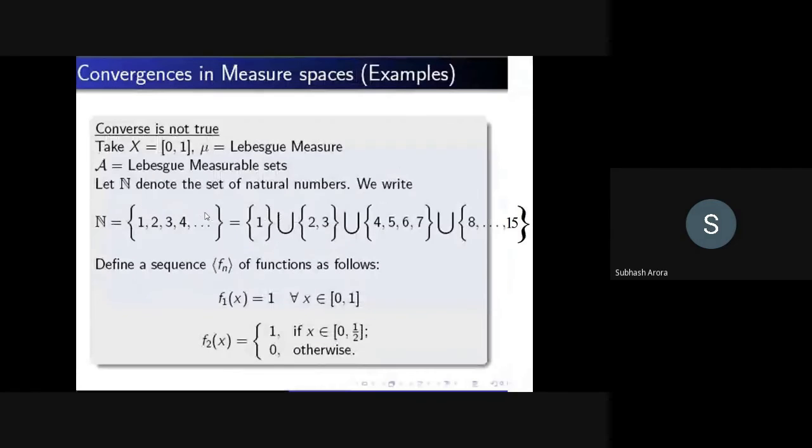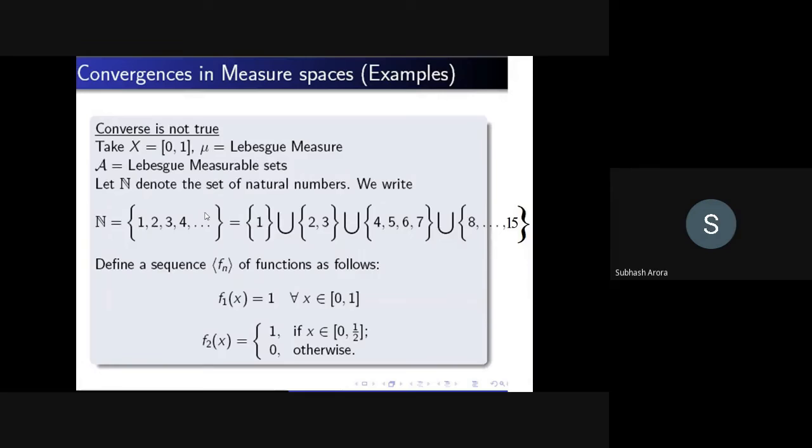The converse is not true, surprisingly. Let X be the interval [0, 1], and mu once again the Lebesgue measure, and A the class of all Lebesgue measurable sets. Let N denote the set of natural numbers, and we partition the set of natural numbers in this way: N is the set 1, 2, 3, 4, and so on. Take this to be the singleton {1}, union {2, 3}, then {4, 5, 6, 7}, then next {8, ..., 15}, and so on.